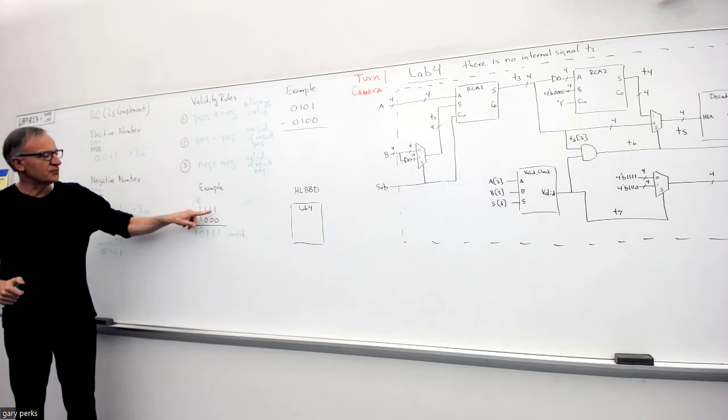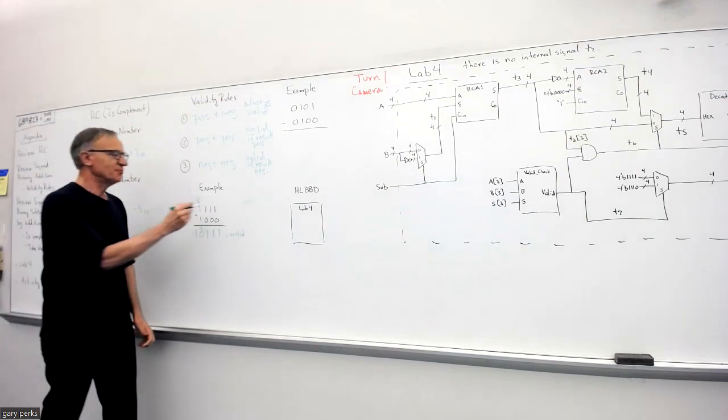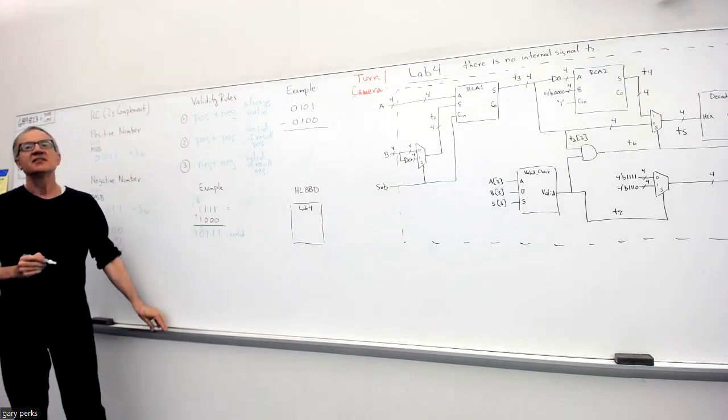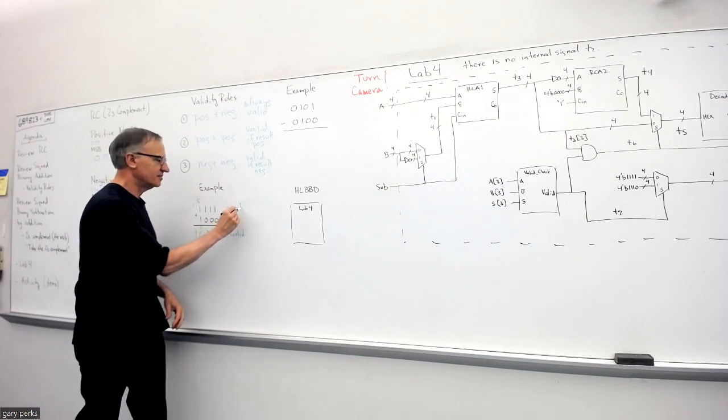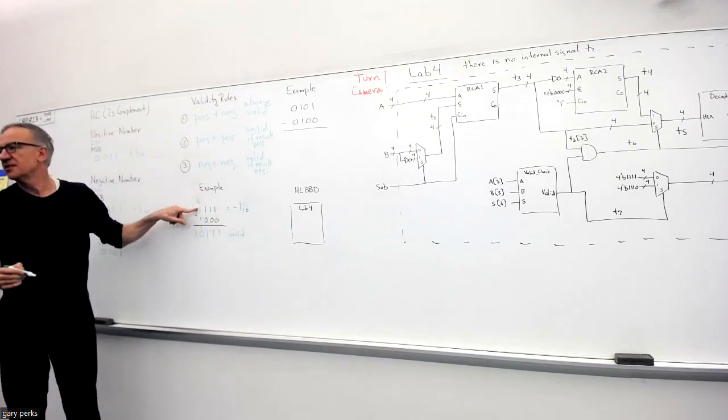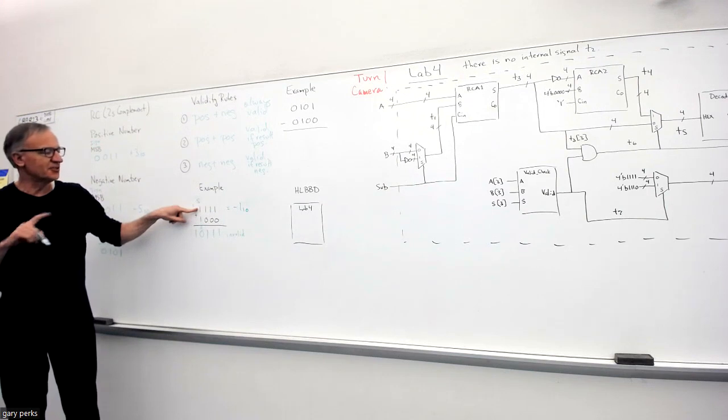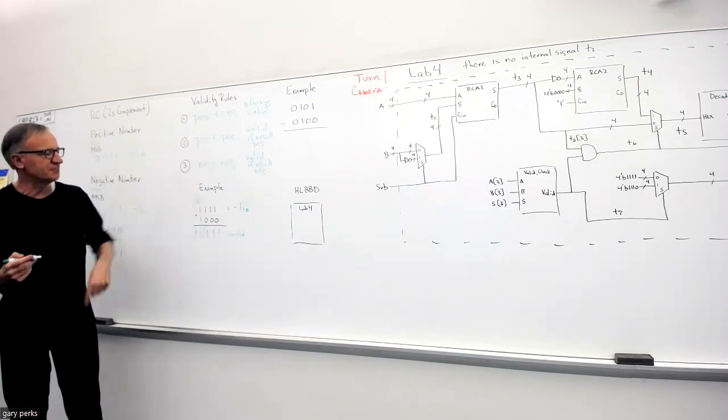So 1, 1, 1, 1. What does that equal in base 10? And -1, very good. Because again, a 1 for the sign bit tells me it's negative. So to get the value, I flip the bits and add 1.